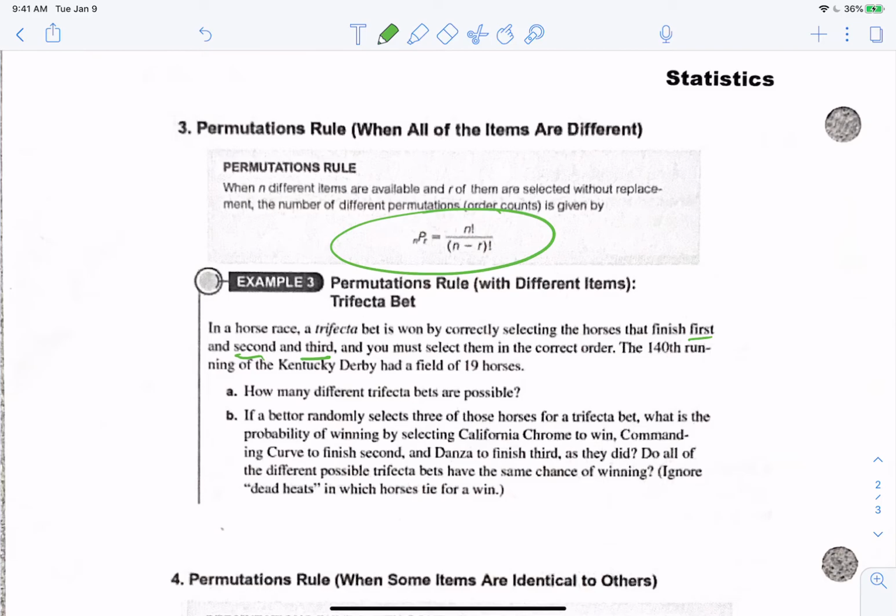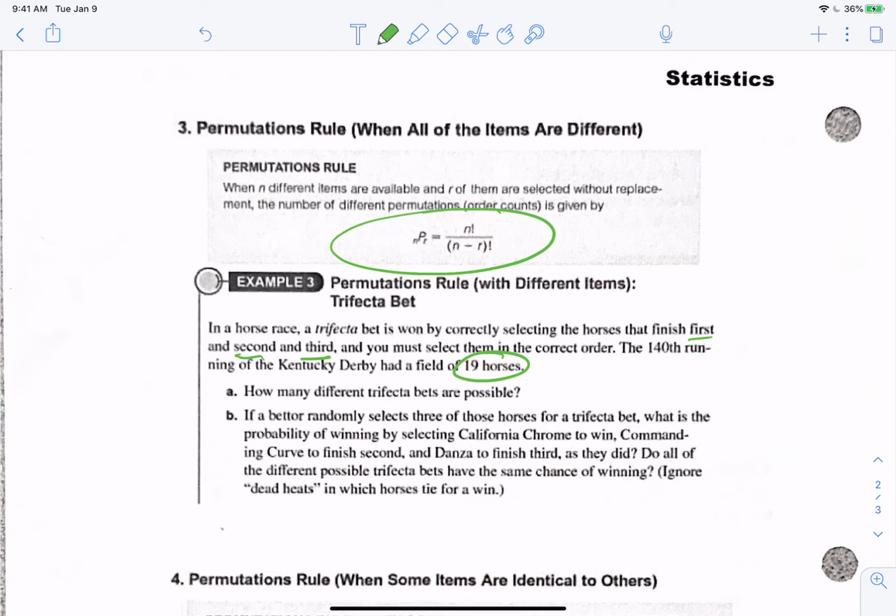So there's a difference between these 3 finishing in the top 3 and me selecting this first, second, third in that order. Okay? The chance of selecting them in order is lesser, so I'm going to win more money by doing that if I win, right? If I just select these 3 to finish top 3 in any order, that's not going to give me as much money if I win. It's still going to give me a lot of money, but not as much. So how many different trifecta bets are possible if I have 19 horses?